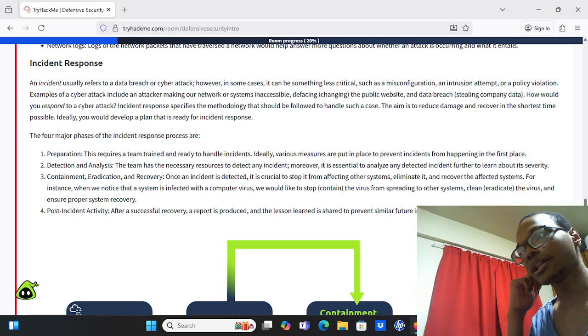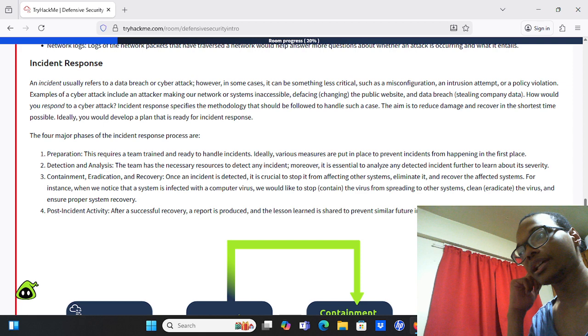Post-incident activities. After successful recovery, a report is produced and the lessons learned are shared to prevent similar future incidents. And it shows a picture: preparation, detection, analysis, containment, eradication, recovery, post-incident activities.